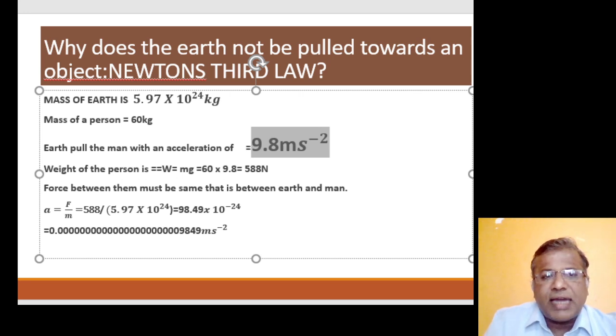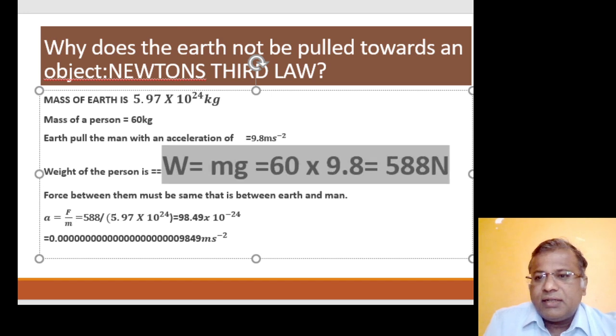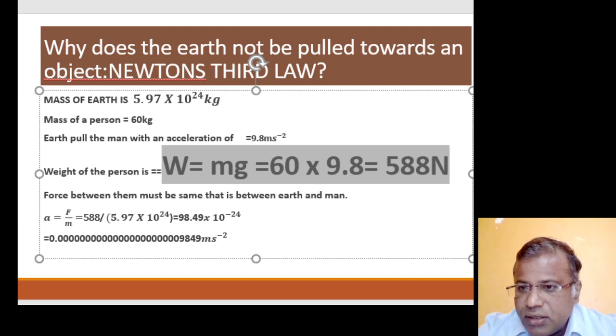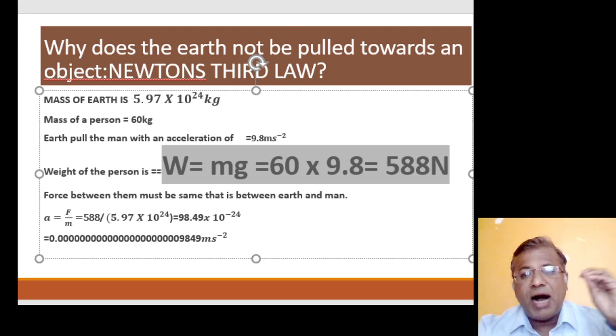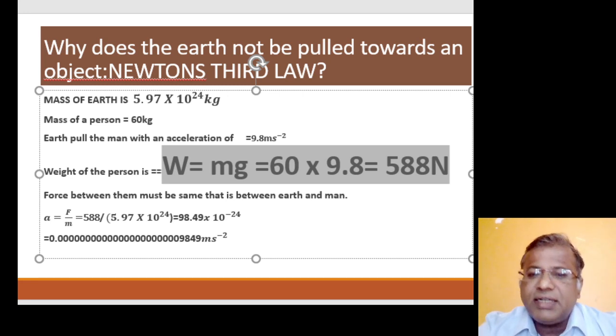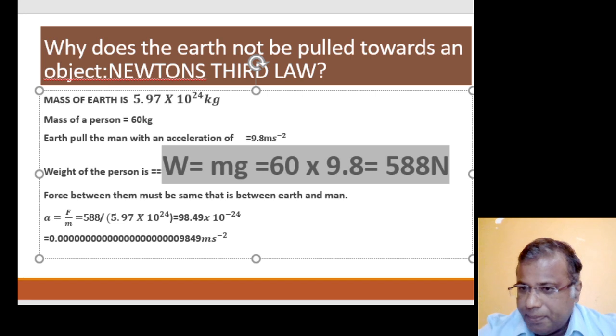So here, if you see the calculation, we do this particular calculation over here. We multiply the mass 60 with 9.8 and we get the answer, which is 588 Newton. Okay, so mass is not the force. When you multiply mass with g, you basically get the force, which is 588 Newton. So, this is the force with which Earth is pulling the person.